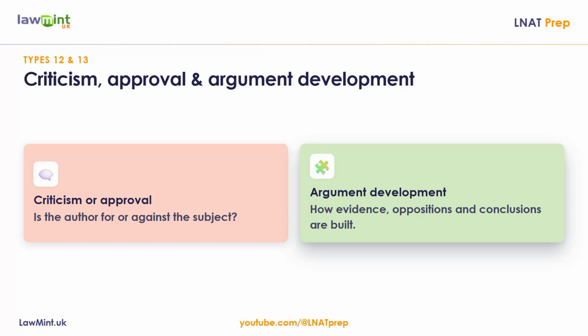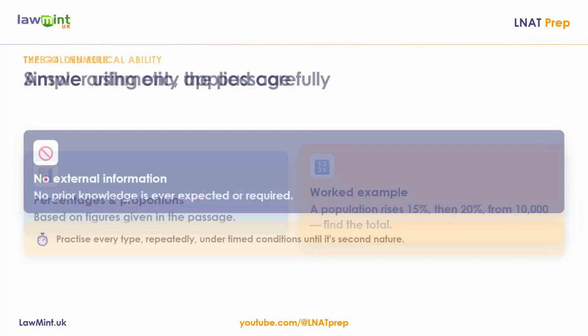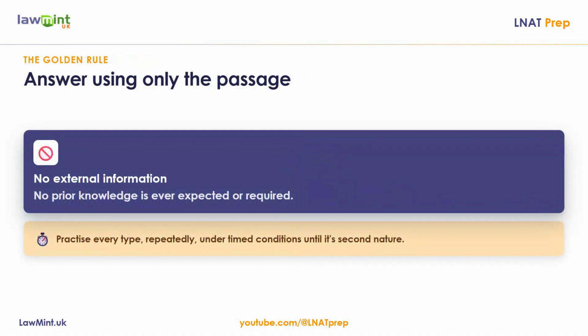For example, a numerical question might tell you a town's population rose 15% in the first year and 20% in the second from an initial 10,000 and ask for the final figure. Simple arithmetic, applied carefully. Across every single one of these types, the golden rule never changes. You must answer using only the information specifically provided within the passage. No external information and no prior knowledge of any topic is ever expected or required.